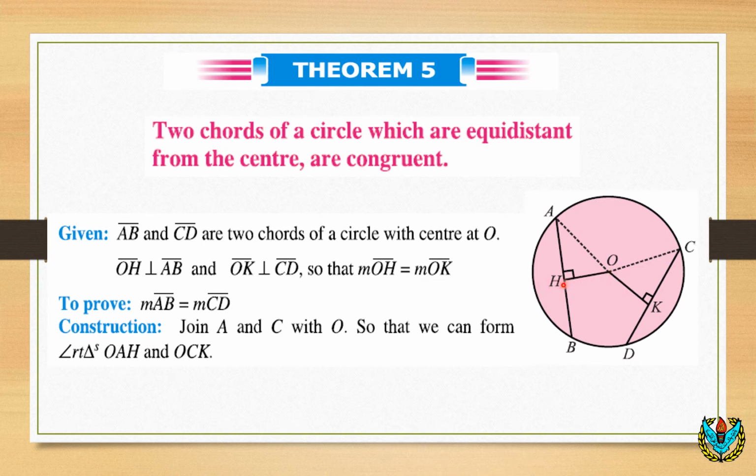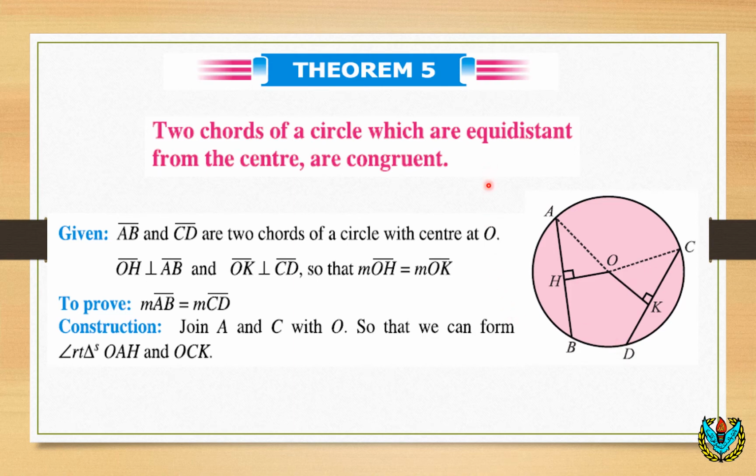OH is the perpendicular distance drawn from the center to the chord AB. OK is the perpendicular distance drawn from the center to the chord CD. OH is perpendicular to AB and OK is perpendicular to CD such that these distances from the center are equal. OH is equal to OK. We have to prove that the given chords AB and CD are equal.